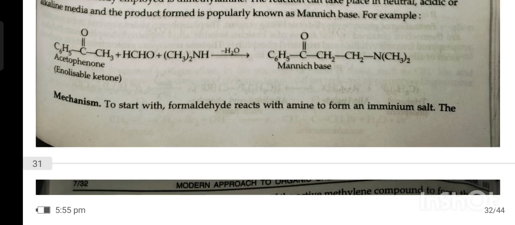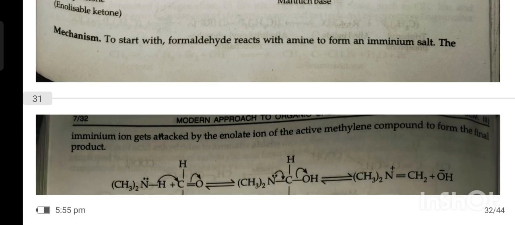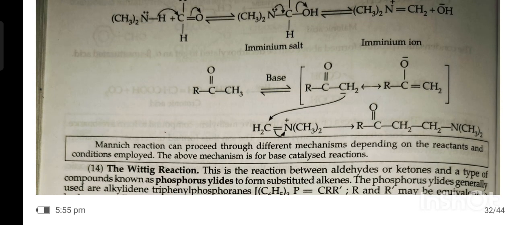Mechanism: to start with, formaldehyde reacts with amine to form an iminium salt. The iminium ion gets attacked by the enolate ion of the active methylene compound to form the final product. Mannich reaction can proceed through different mechanisms depending on the reactant and condition employed. The above mechanism is a base catalyzed reaction.